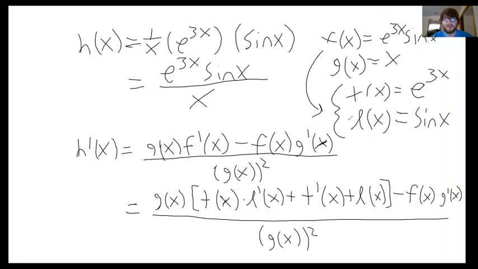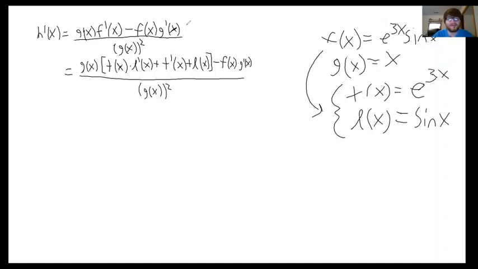Let me clear this up, and then we can work on this problem some more. All right, so I squished everything up here so we can continue working underneath. So now we can just go ahead and plug everything in, and we'll have our answer. So g of x is just x. This is multiplied by what our product rule was. So t of x was e to the 3x times L prime of x. So L of x is sine of x. So the derivative of that is just cosine of x.